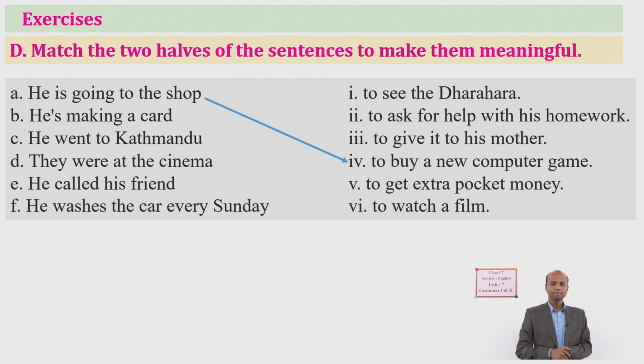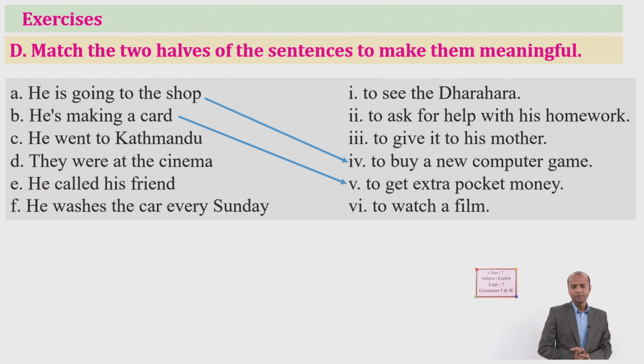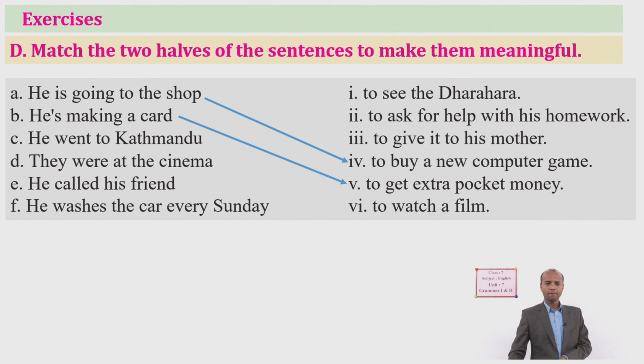Yes, definitely. He wants to sell and get extra pocket money. Very good. Brilliant. C. He went to Kathmandu to watch a film. That might be a guess. Good. But that's not a correct answer. What next? Yes, definitely. The first one. To see the Darara. Okay? He went to Kathmandu to see the Darara.